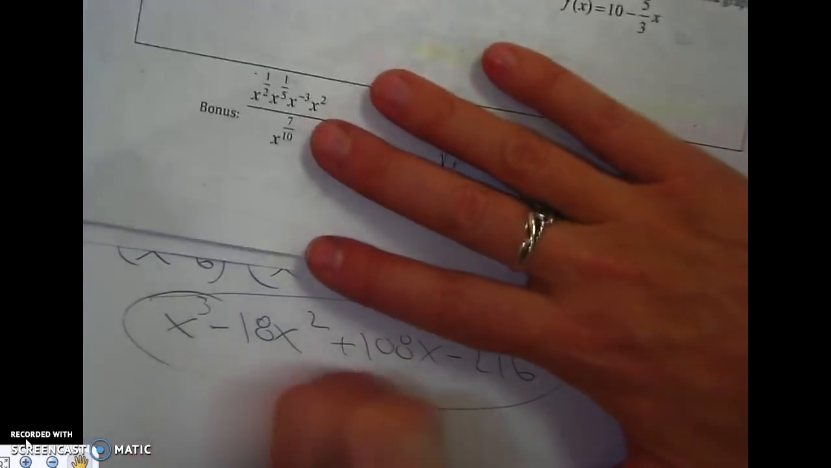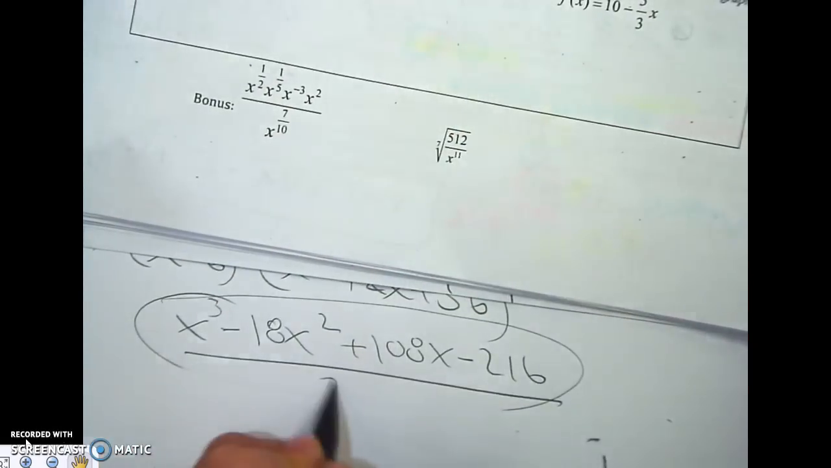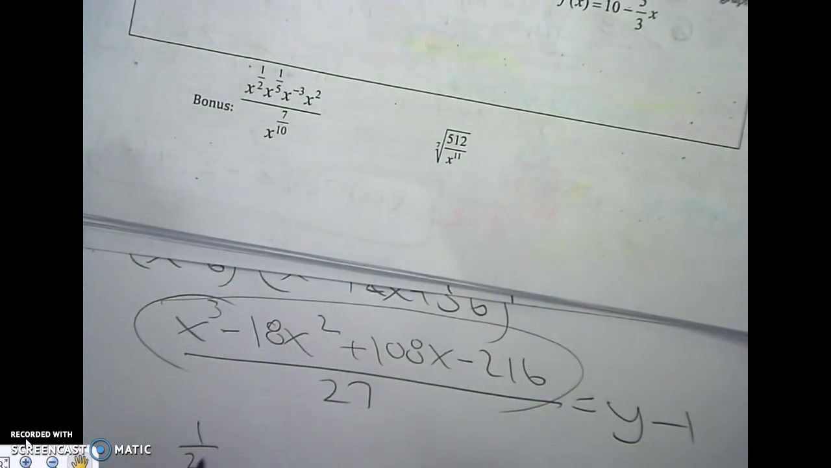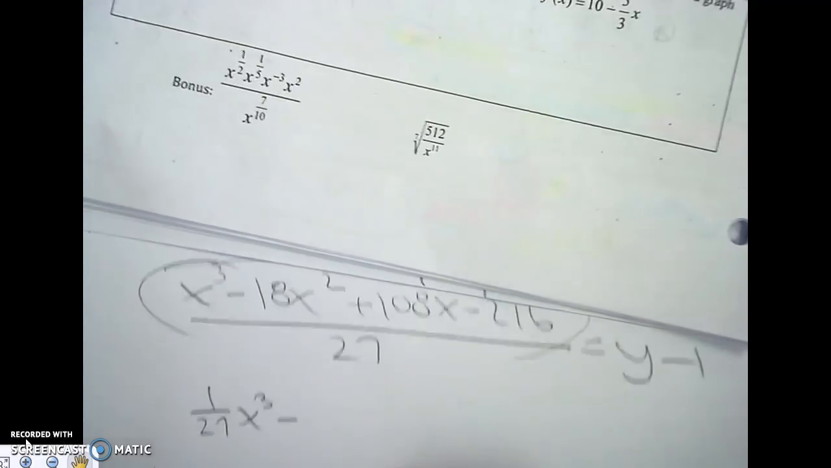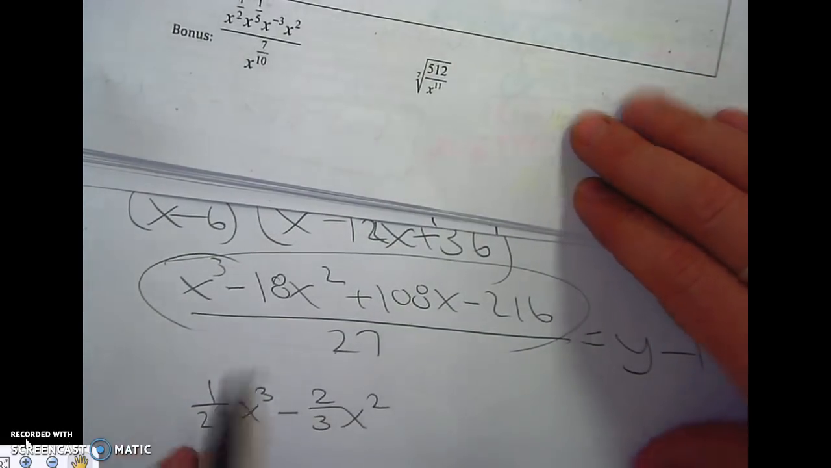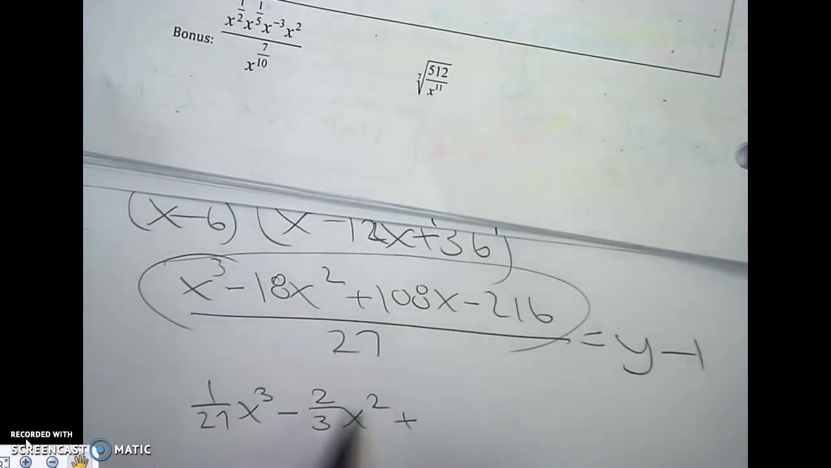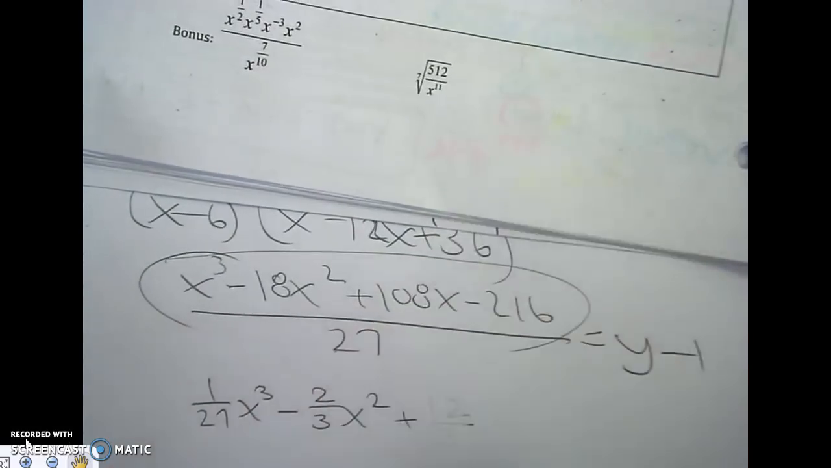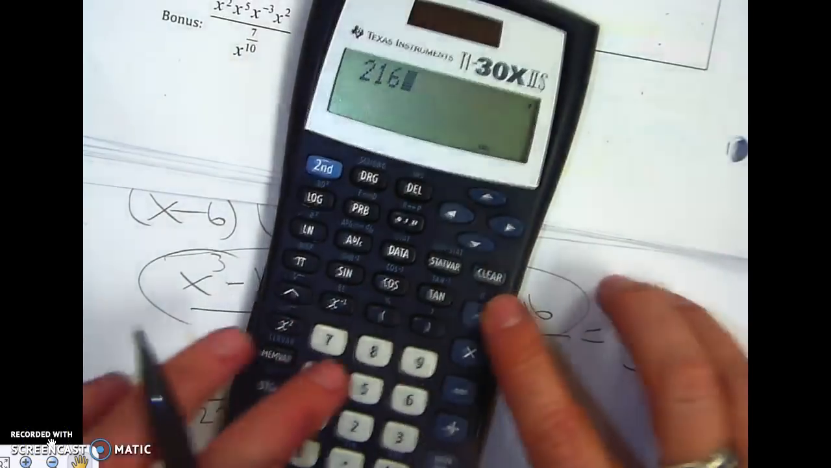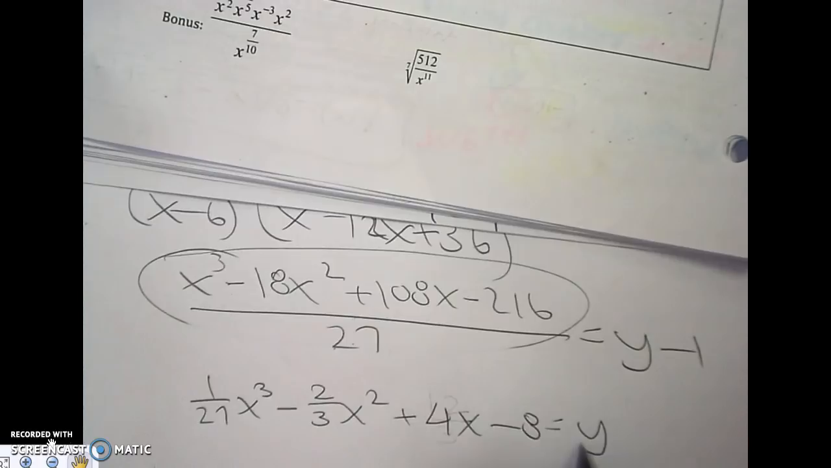So now it's this, all divided by 27 equals y minus 1. So that's the same thing as 1 over 27 x cubed minus 18 over 27, divide by 9, divide by 9. Divide by 9, divide by 9. Oh, well it's 12/3, so that's 4. And then 27 goes into 216. I'm not as good at that one, so let me do that one in the calculator. 8. Perfect. Minus 8 equals y minus 1.